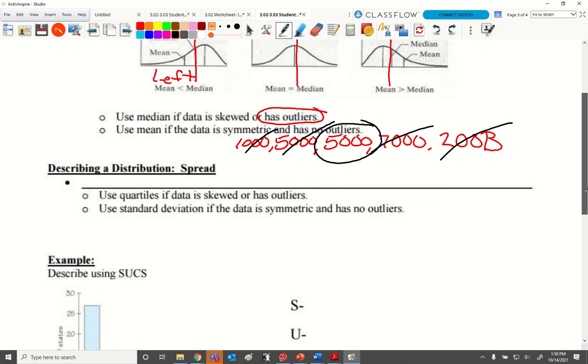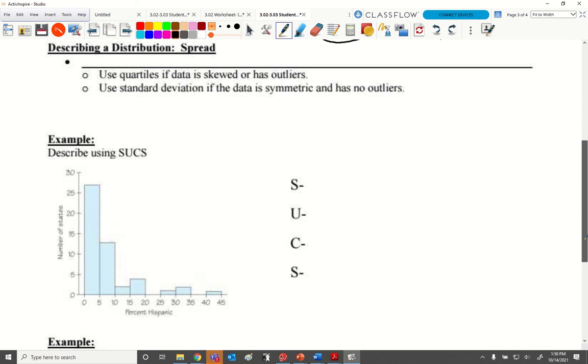All right, so describing the spread. Here's the one that we did earlier. So we're going to be describing the spread. Now, what was S? Shape. Okay. So this shape right here, what's it look like? Looks like it's skewed to the right. Yes, it is. It is skewed to the right because it's piled up over here on the left, right?